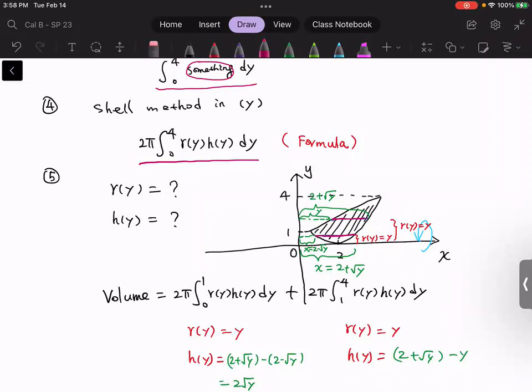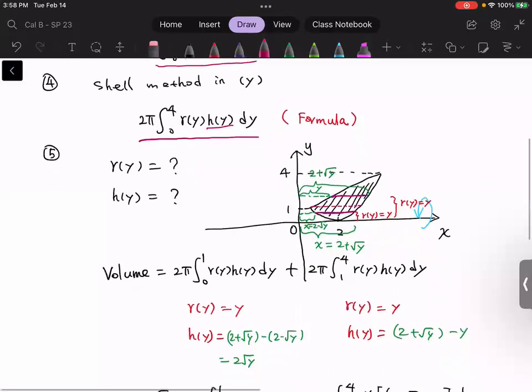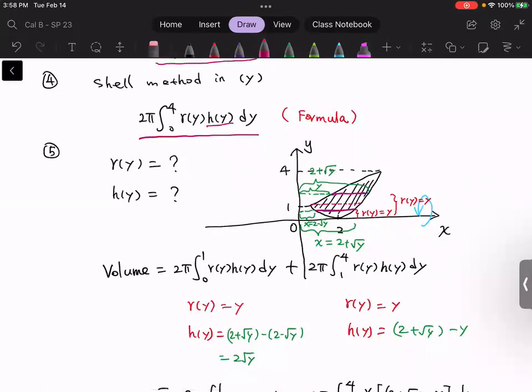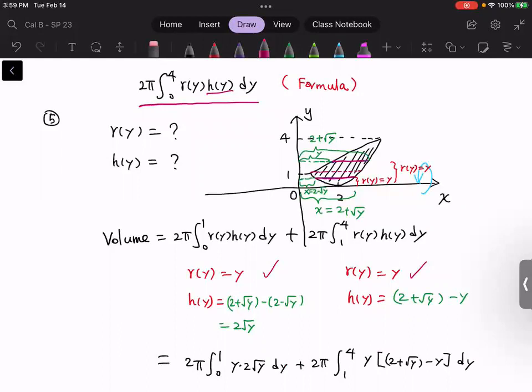However, the h function corresponds to the height of a shell. Now, this height, it seems that we will have different situations if we consider different y domains. Indeed, we will find out that this is the critical line. Above 1 and below 1, we have two different situations. Now let's split the integral into two parts, from 0 to 1 and 1 to 4. As we mentioned, r(y), no matter which case, always equals y.